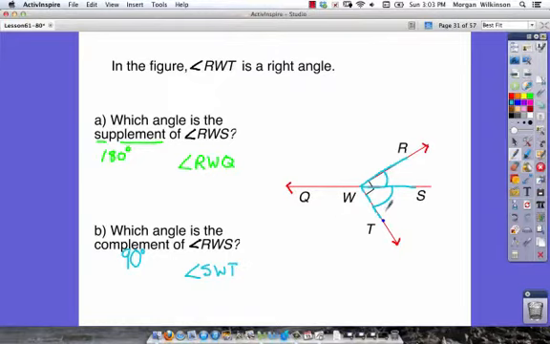Now SWT, we could have also called it TWS, and that would have been correct. For angle RWQ, we could have also called it QWR. The important thing is that the W is in the middle, because that's where the angle is changing. Okay? That's the center, or the vertex of our angle.